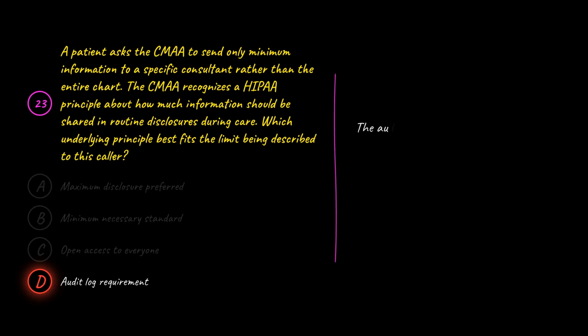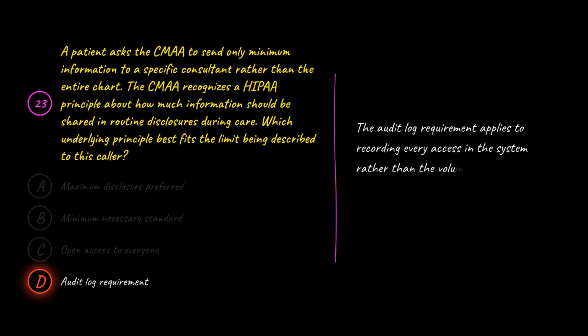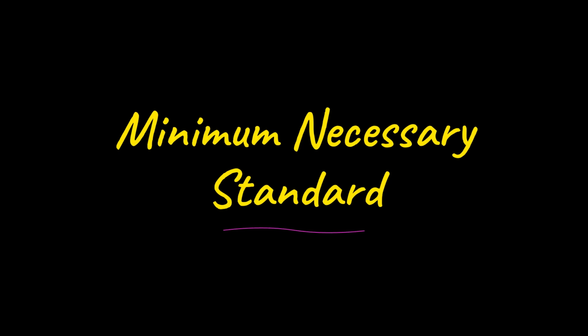D is wrong because the audit log requirement applies to recording every access in the system rather than the volume of information shared in a particular disclosure to an outside consultant for the patient. The minimum necessary standard is a HIPAA principle that limits protected health information to the smallest amount needed for the intended purpose. It applies broadly across uses, disclosures, and requests, but with important exceptions.